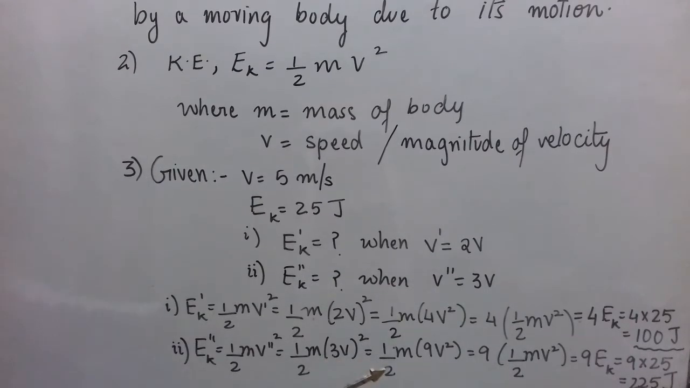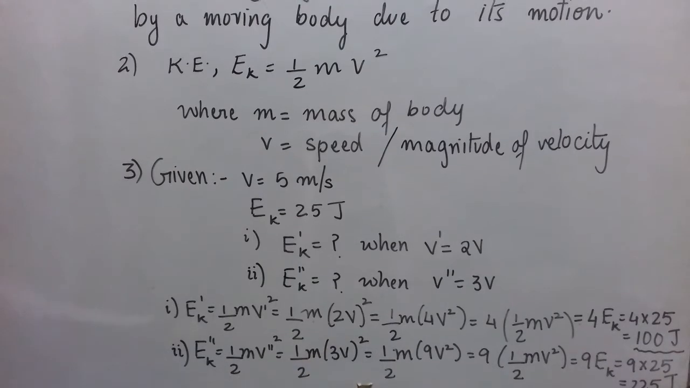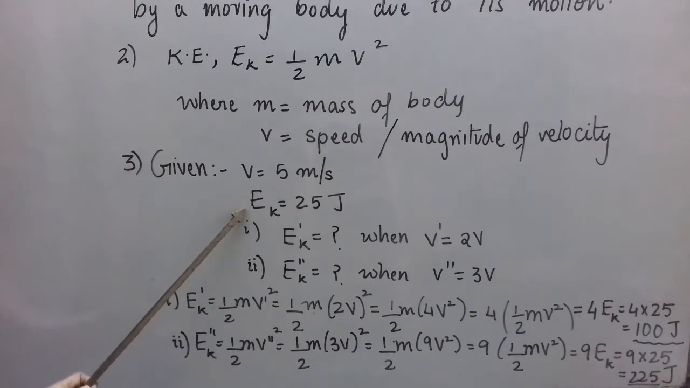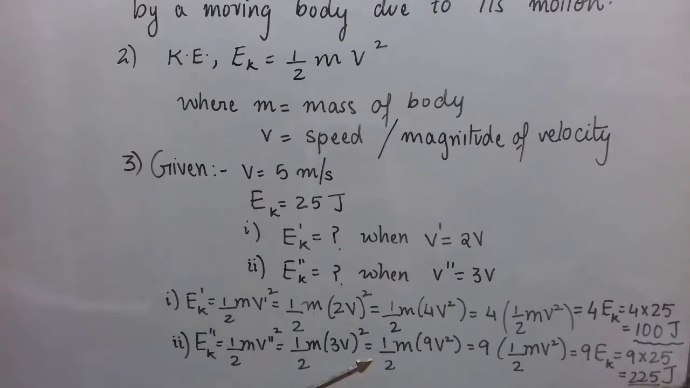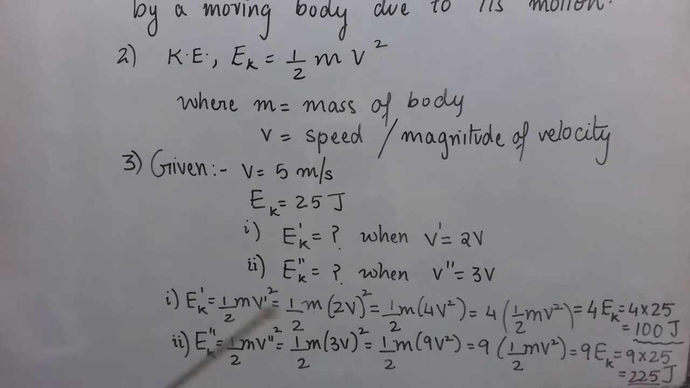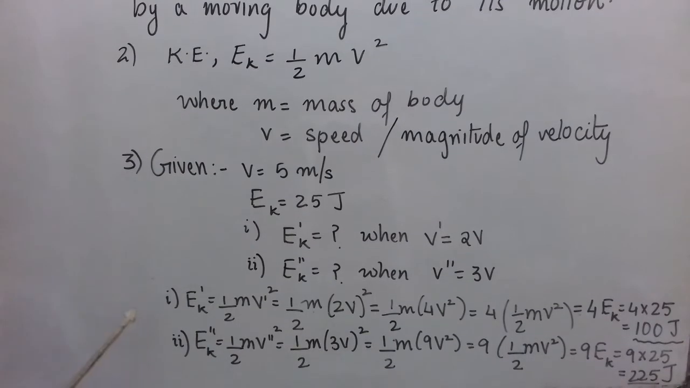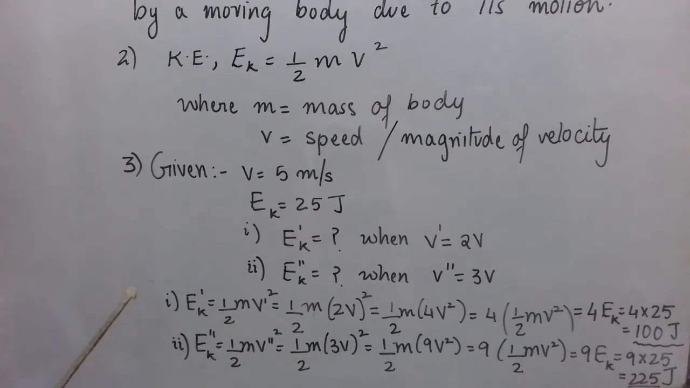Write 9 separately, so it becomes 9 into half mv square, but we know half mv square is the original kinetic energy, that is Ek. So 9 into Ek is 9 into 25, which is equal to 225 joules. Now students, here I could have done it this way.